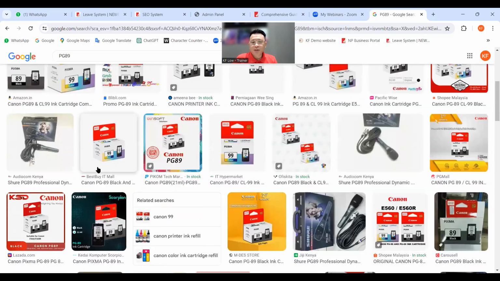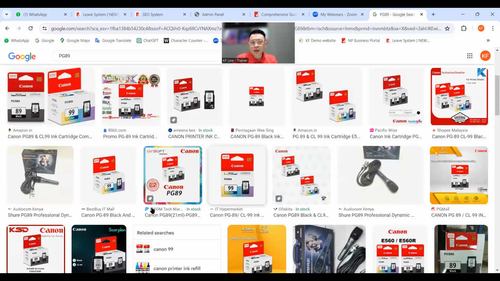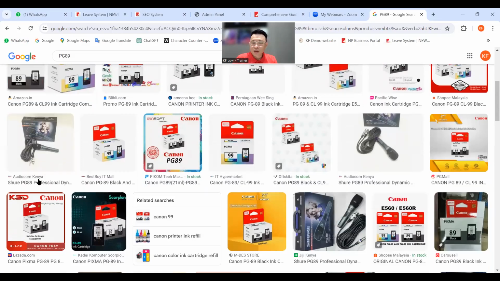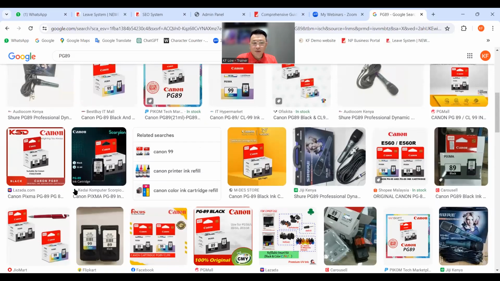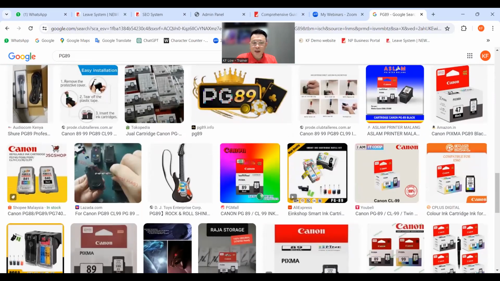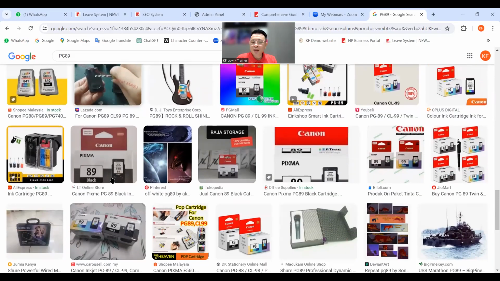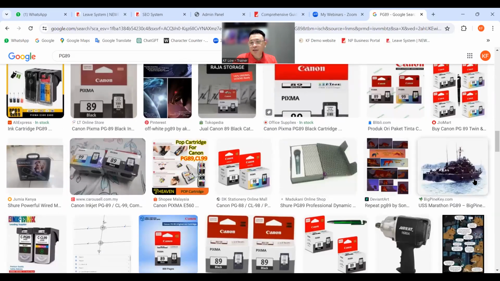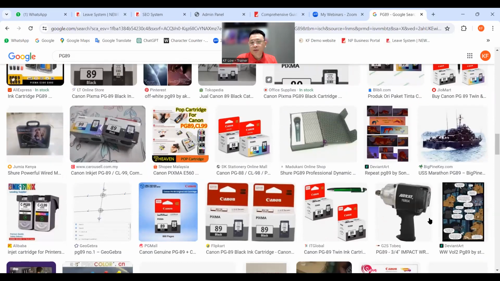The reason is that when I scroll down, you will see there is also another PG89, and this is a karaoke set. Again, another karaoke set. And there is also a guitar. There are other things using the same code. This one is a neighbor ship, and this one is a hardware tool.